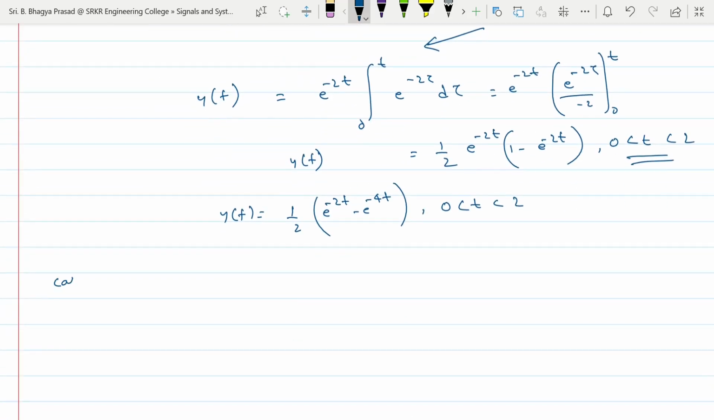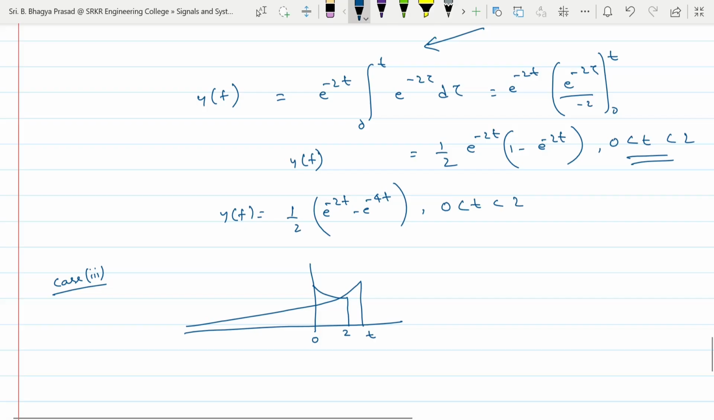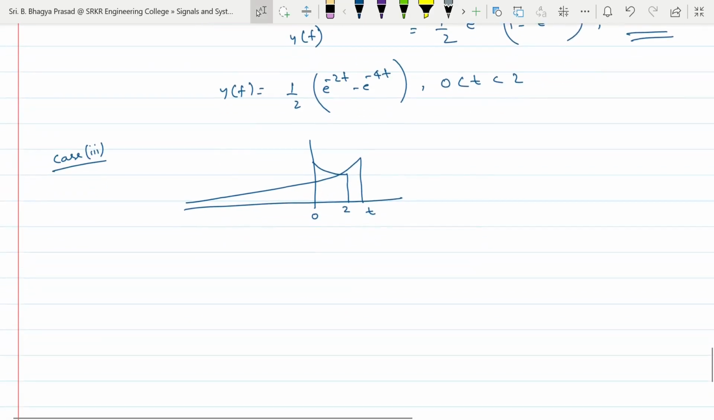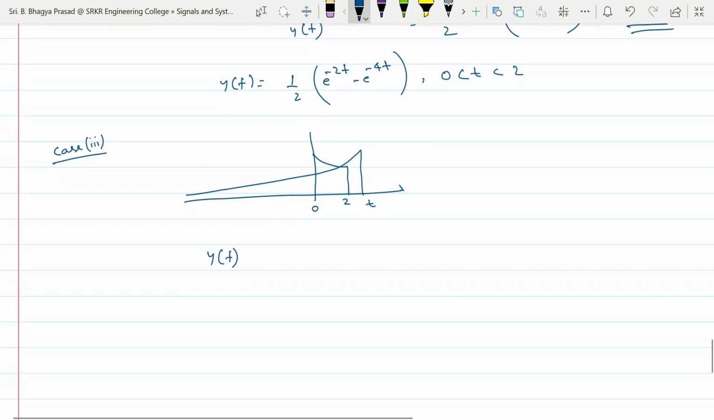So for case 3, one is like this, the stationary signal, and another signal crosses the 2, and this is t, this is 0. Now let us find the overlapping region, which will be in the range of 0 to 2 only. The common area is in the limits of 0 to 2 only. So this is tau, this is y of t.